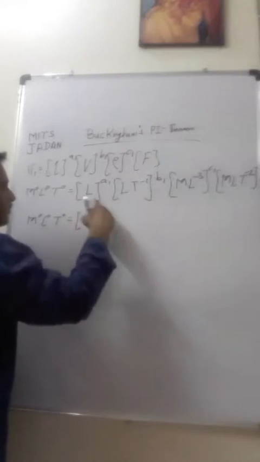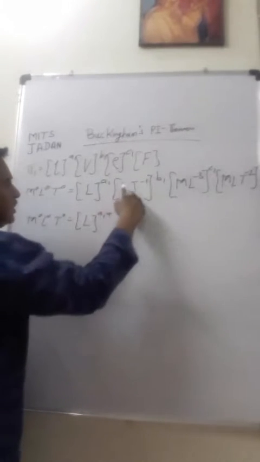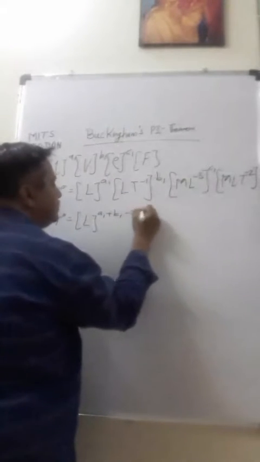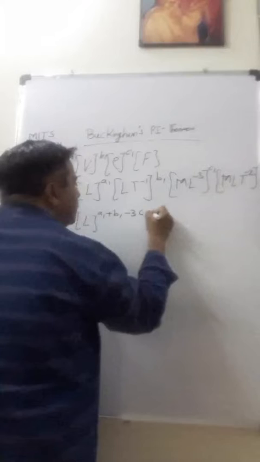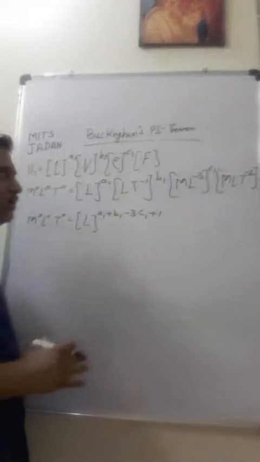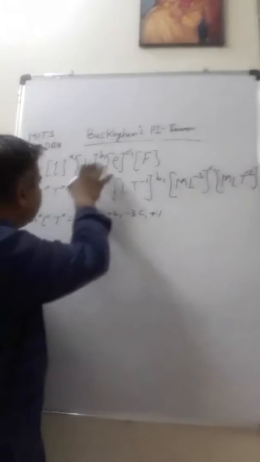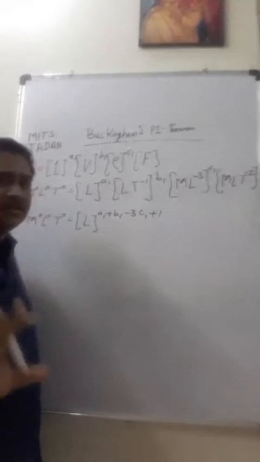Now compare the terms. M0, L0, T0 is equal to L to the power of A1, L plus B1 minus 3 C1 plus 1. Now this step is very much similar to the Rayleigh method. So first you study the Rayleigh method and then you solve pi terms by Rayleigh methods. Okay, this is the Buckingham pi theorem.